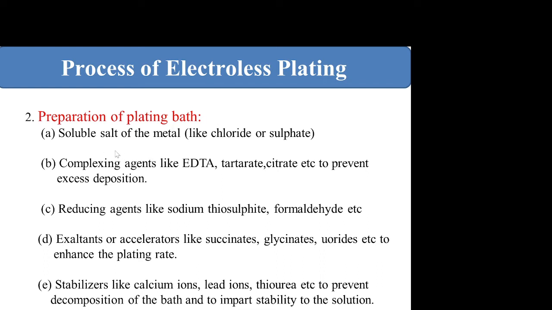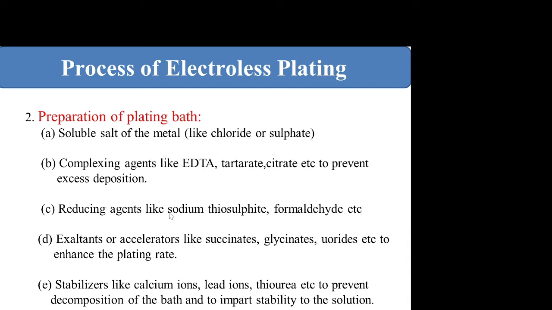Then preparation of the bath. Preparation of the plating bath is important. First, a soluble salt of the metal like chloride, sulfate, nitrate, etc. For example, in the case of nickel plating, we take nickel chloride. For copper plating, we take copper sulfate. If you want silver plating, use silver nitrate solution. Then complexing agents like EDTA, tartrate, citrate, etc. are used to prevent excess deposition.